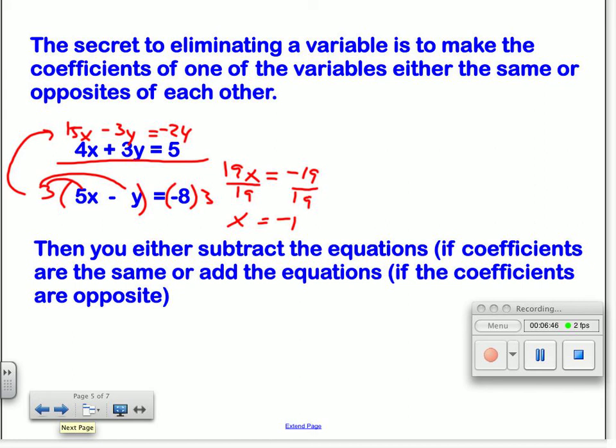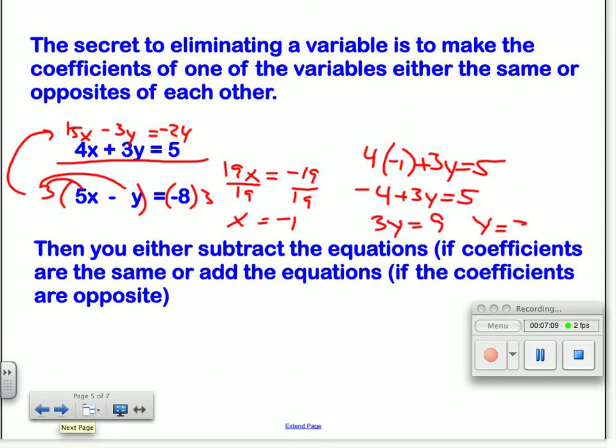Remember now, I plug x equals minus 1 into either of the blue equations. Let's plug it into the first one, doesn't matter. So we're going to get 4 times minus 1 plus 3y equals 5. Let's solve that. We get minus 4 plus 3y equals 5. I'm going to add 4 to both sides, and we'll get 3y equals 9. Therefore, y equals 3. So our solution set for this one is the ordered pair x equals minus 1, and the y value is 3.